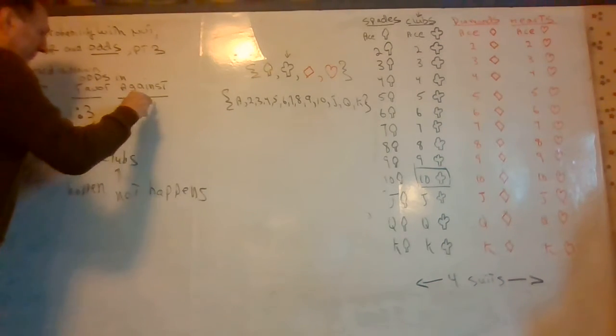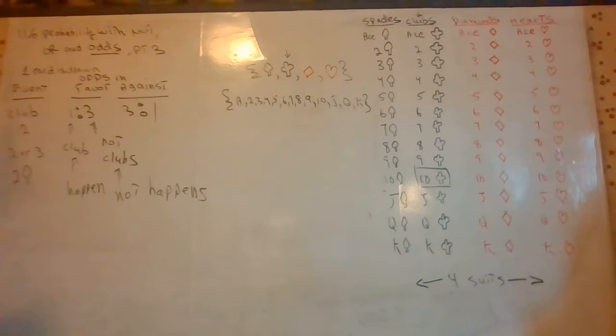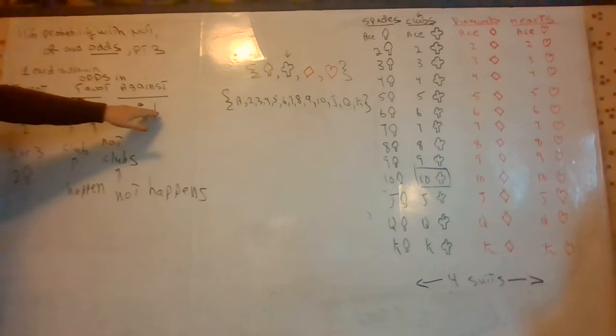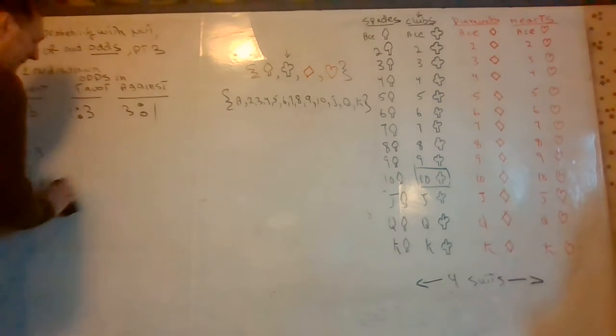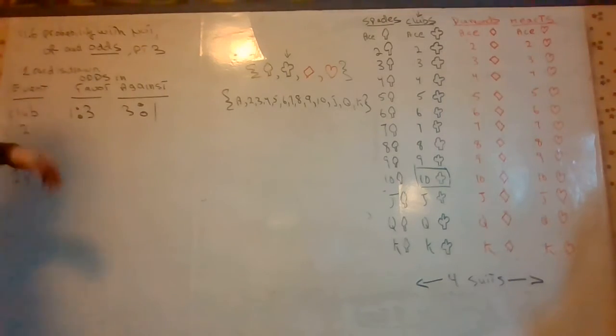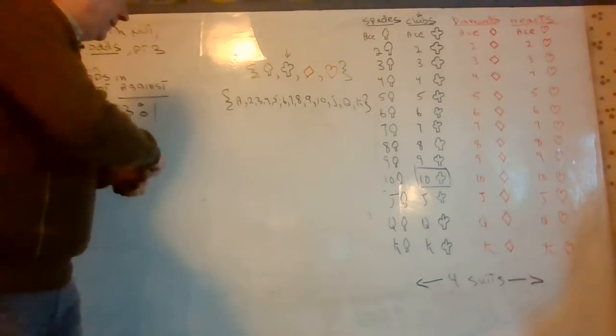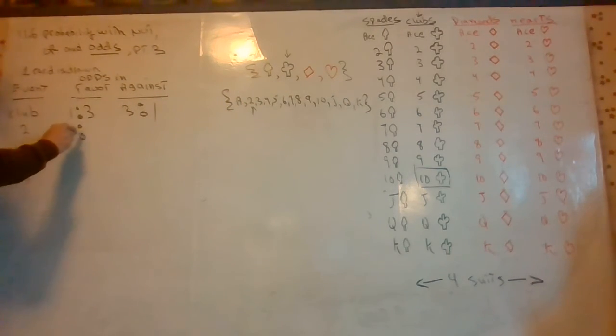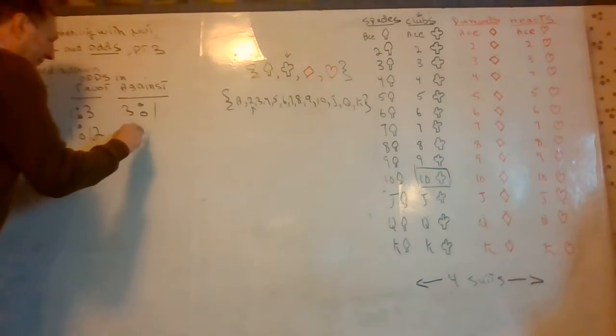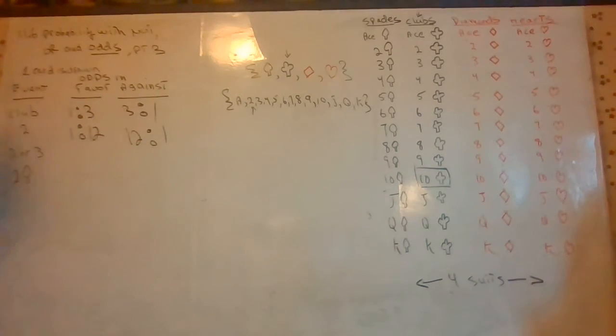3 to 1. Okay, 3 times we'll not get a club, 1 time we will get a club. So if you're betting against something happening, you're betting that it's not going to happen. Okay, now let's look at a 2. A 2, there's one way in which we can get a 2, 12 ways in which we can't. You can reverse that. Odds against, they're 12 to 1.